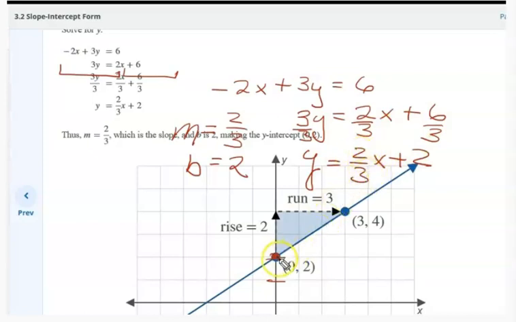So from this point, you're going to go over 3. 1, 2, 3, mentally. And then that's your run. Then you're going to do your rise. 1, 2. And it brings you to this next point. Now, in some cases, you'll have to know what is the ordered pair of this point. Now, the ordered pair of the y-intercept is this. And then you go over 1, 2, 3, and then 1, 2, 3, 4 to get this ordered pair.